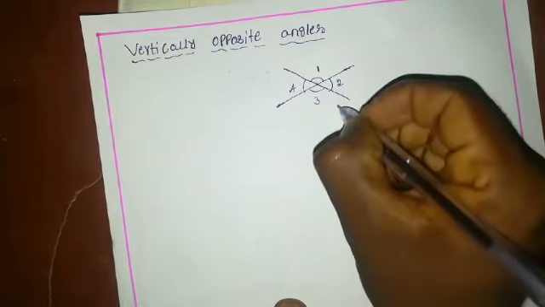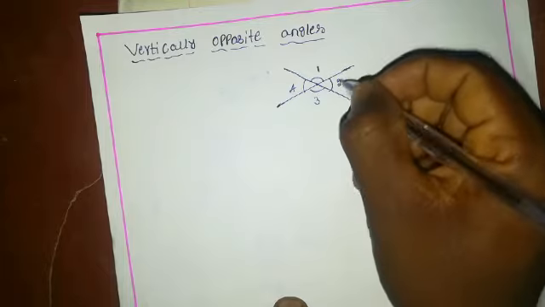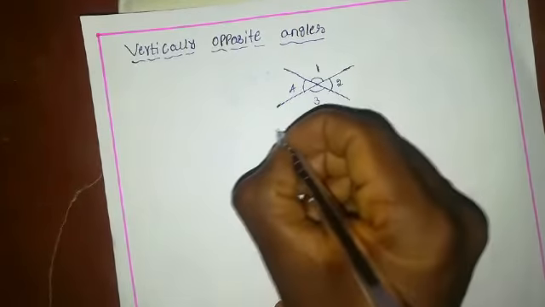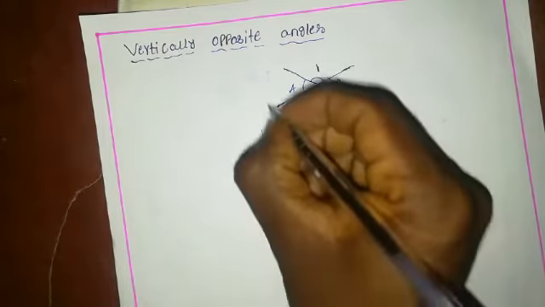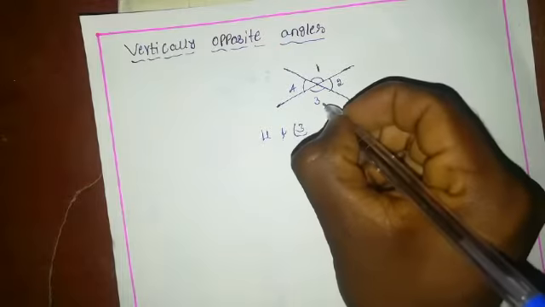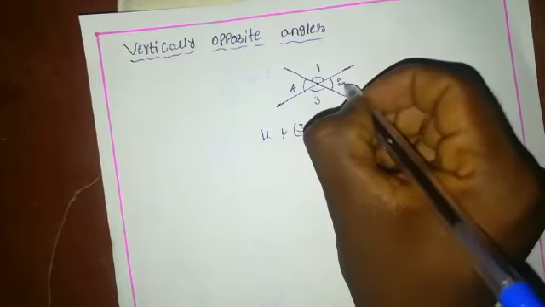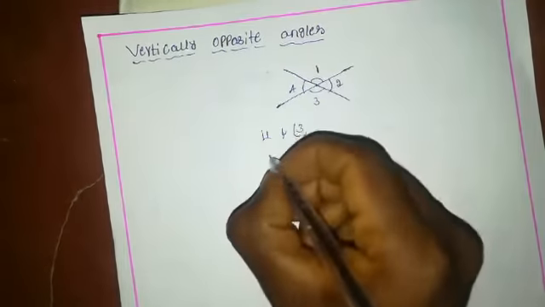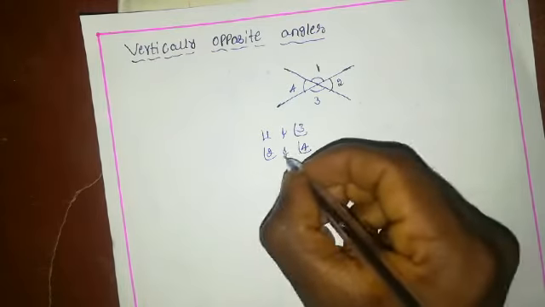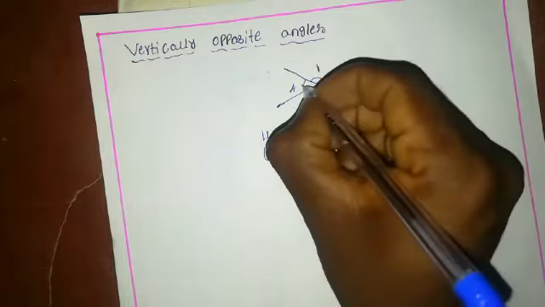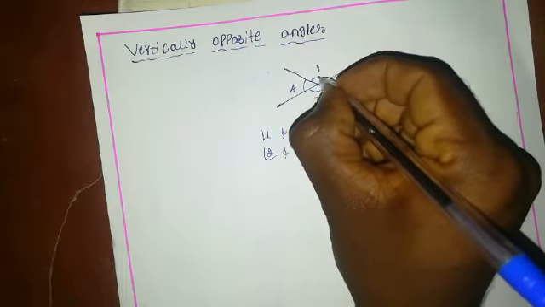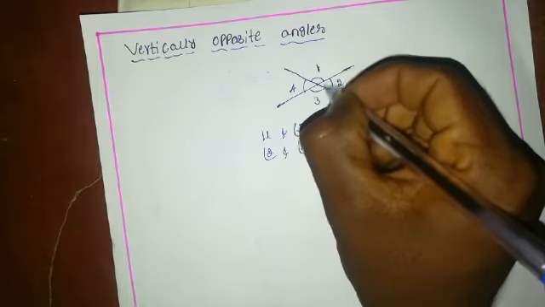In the given figure, which are the vertically opposite angles? For angle 1, which is the opposite angle? Angle 3. Here angle 1 and angle 3 are the vertically opposite angles. And then angle 2 and angle 4 are the vertically opposite angles. This angle is opposite to this, and this angle is opposite to this. These are all the vertically opposite angles.